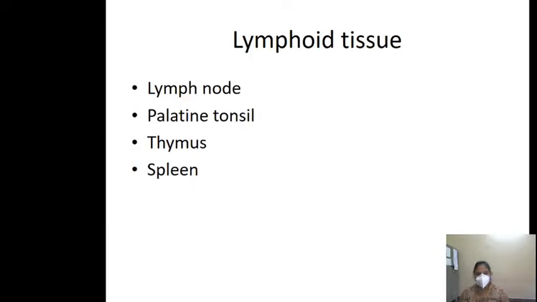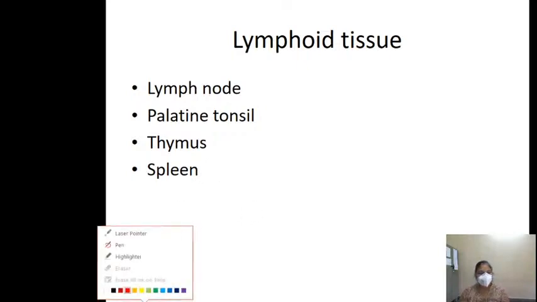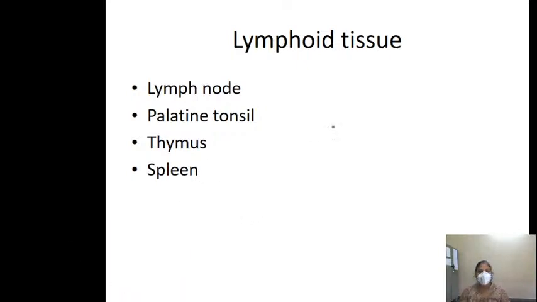Now we will see the lymphoid tissue. In lymphoid tissue, how do we identify it? If you remember your previous classes on lymphoid tissue, there are two types of lymphoid organs: the primary lymphoid organs and the secondary lymphoid organs.